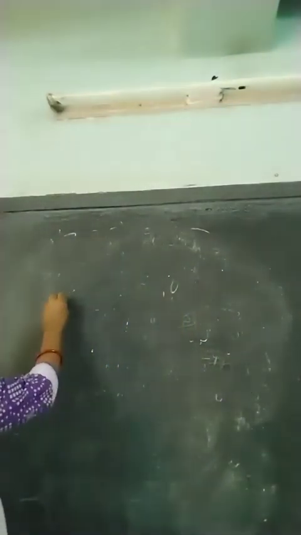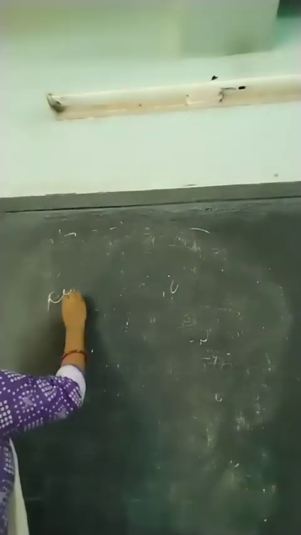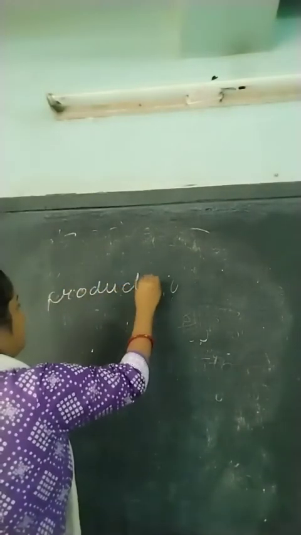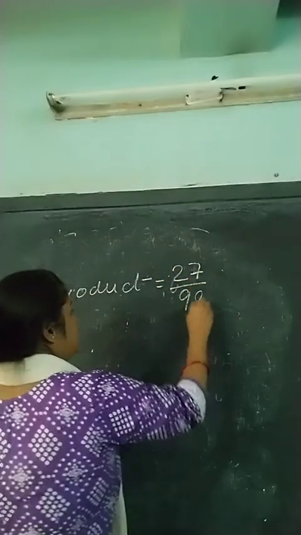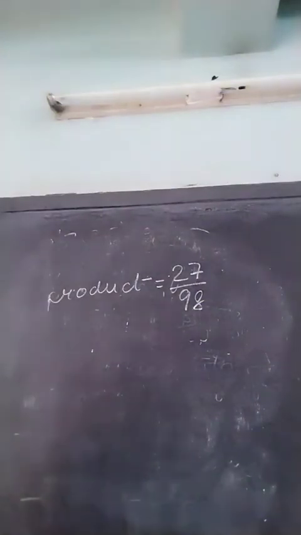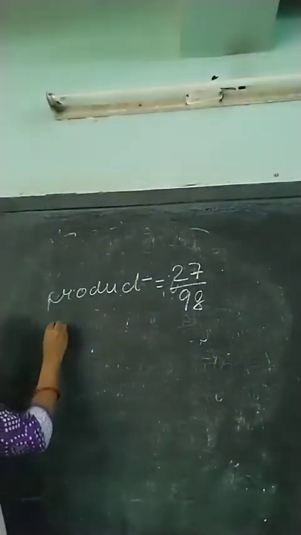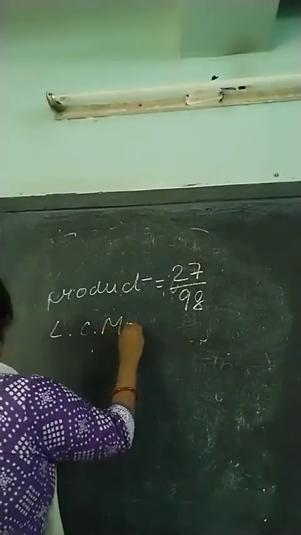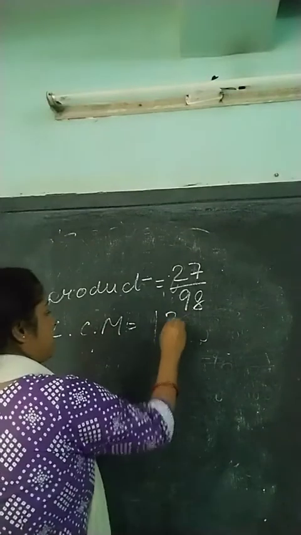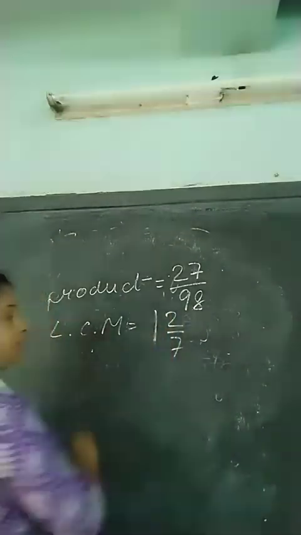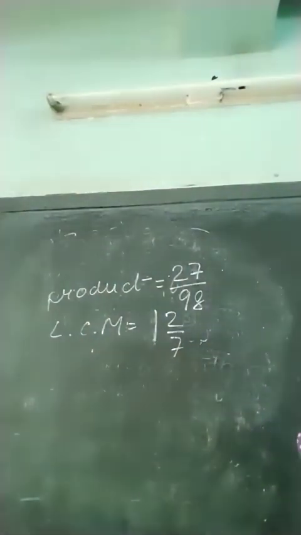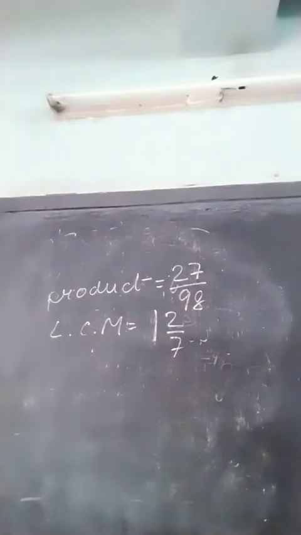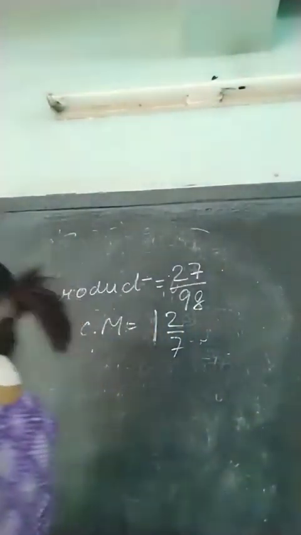So product is given. Product given is 27 by 98. This is the product which is given in the sum. And the LCM is also given, which is 1 whole number 2 by 7. These two pieces of information are given to you. You have to find out the HCF from these two given pieces of information. How will you find out the HCF?